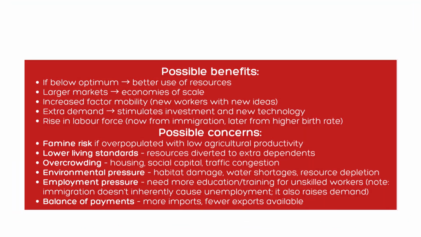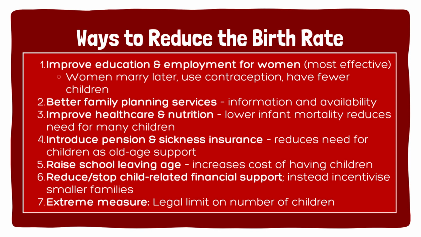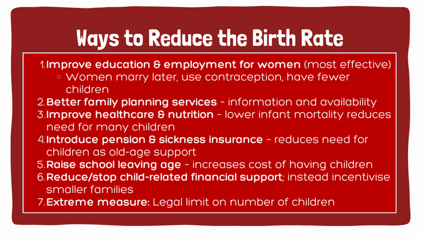To manage rapid population growth, governments may try to reduce birth rates. This can be done by improving education and employment opportunities for women, promoting family planning, improving healthcare to reduce infant mortality, and providing social security systems such as pensions. Governments may also increase the cost of raising children or introduce policies to limit family size.